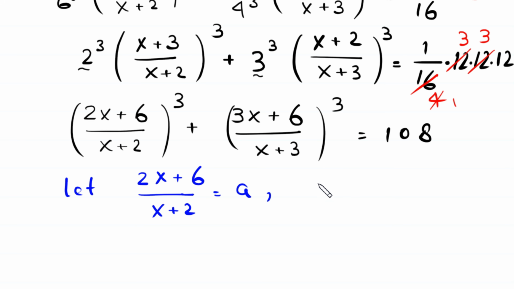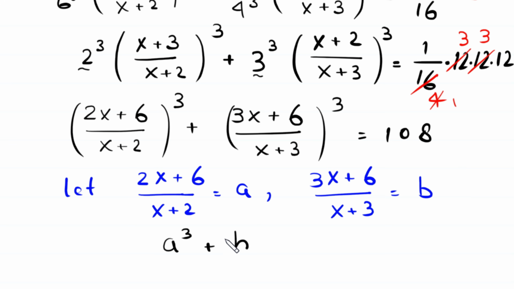Now we suppose, let this first expression (2x+6)/(x+2) equal to a, and this second expression (3x+6)/(x+3) equal to b. So this original equation will become a cubed plus b cubed equal to 108.